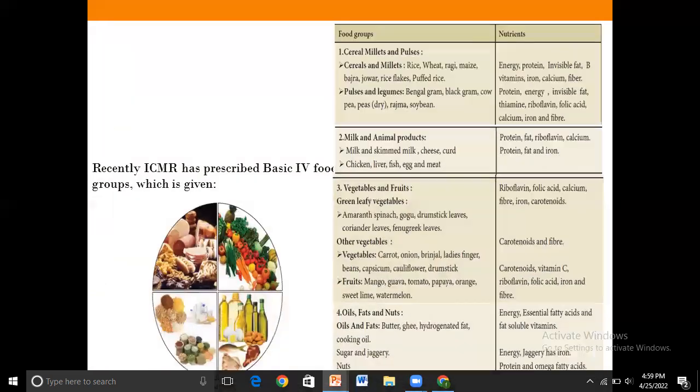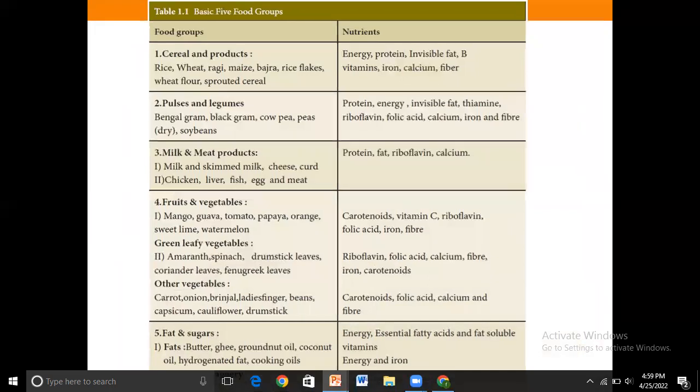So cereals and cereal products are rice, wheat, ragi, maize, bajra, rice flakes, wheat flour, sprouted cereals. All these come under cereals and cereal products. They provide mainly energy, then some fat, some B vitamins, iron, calcium, fiber, and protein. These are foods which we eat in bulk. People in South India eat rice a lot. So rice we eat in the highest quantity, right?